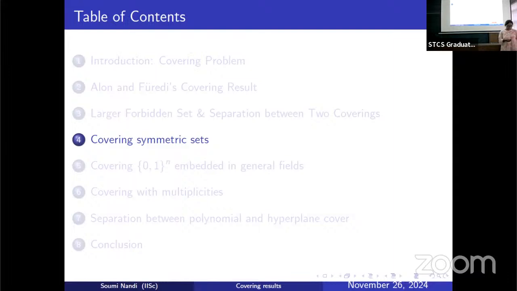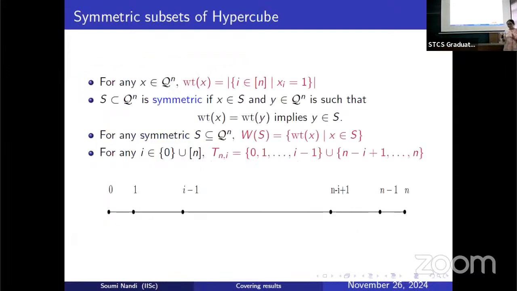Next, we will consider the forbidden sets to be symmetric. Before going into the definition, let us first define the weight of a point x. This means just the number of ones in its coordinates. And we will call a subset of Q_n symmetric if its points are closed under permutation. So if we have a point x from this set S and we take any other point y such that they have the same number of ones in their coordinates, then y is also in that set S.